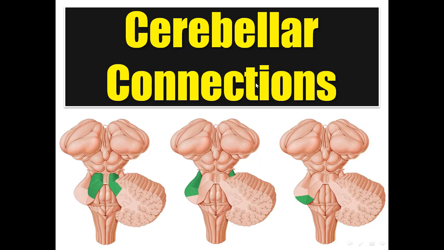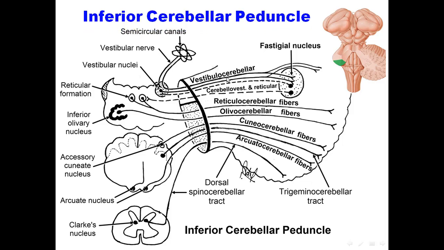I will talk about the cerebellar connections and the cerebellar control of movement. So I will talk about the three cerebellar peduncles. Okay. Start with the inferior cerebellar peduncle.